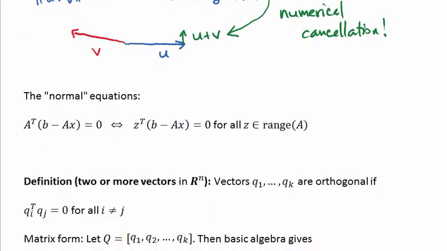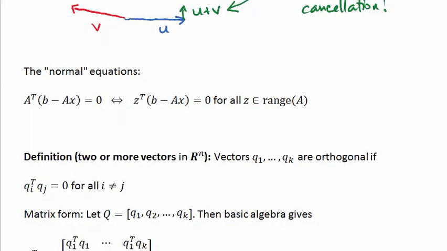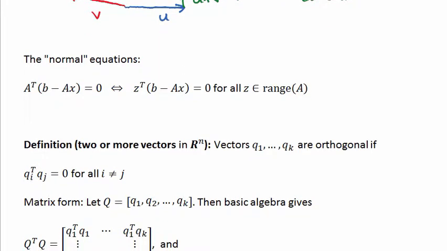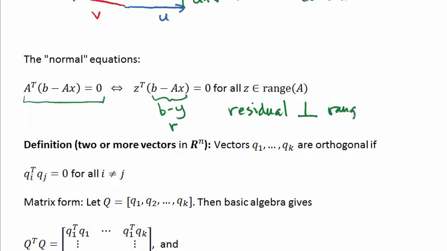And so now we have another reason for the name of the normal equations. The normal equations state the following. We can write them this way, which means that if you take any vector z in the range of A, then it is orthogonal to the difference between b and Ax. Remember, this is what we called b minus y, or just the residual r. So the normal equations are solved when you find that the residual of the problem is orthogonal to the range of A.